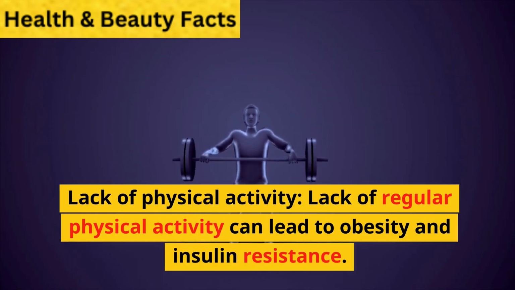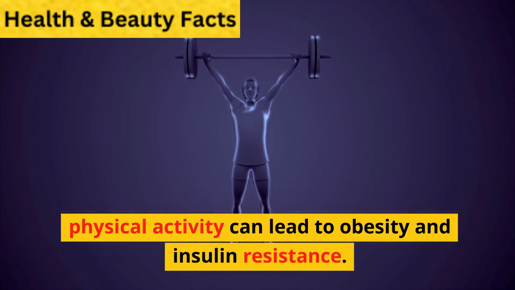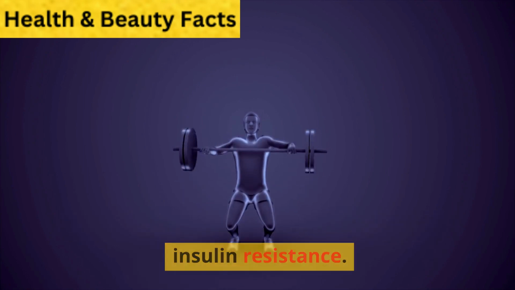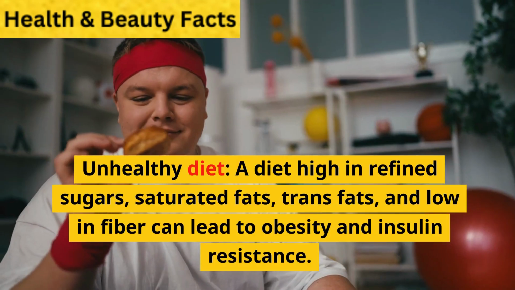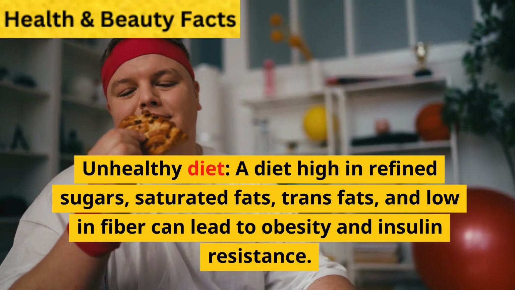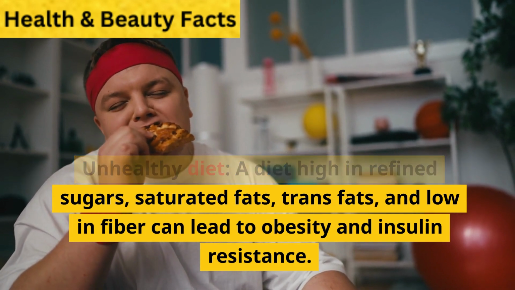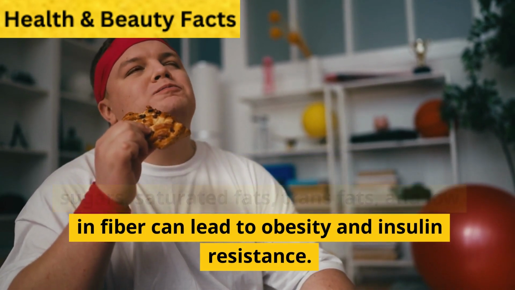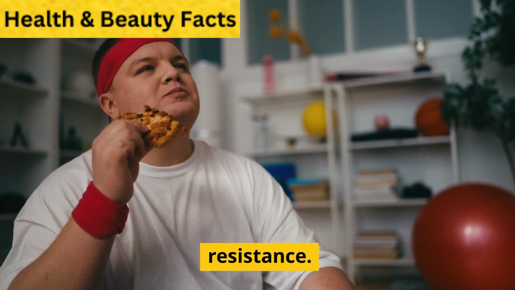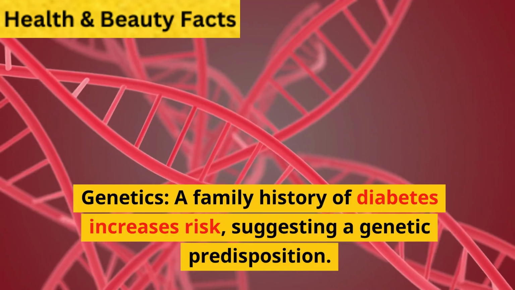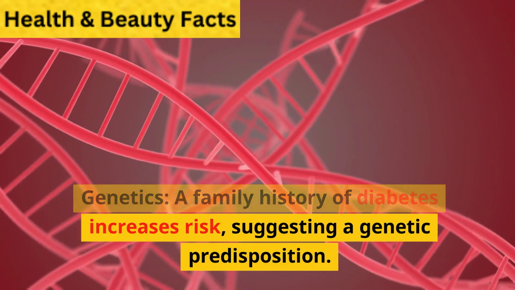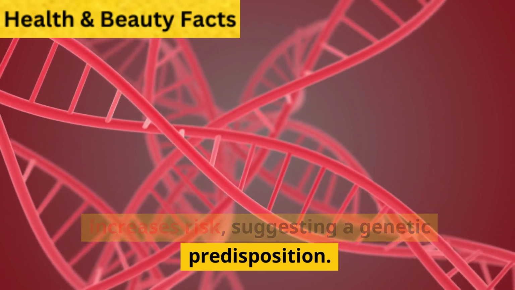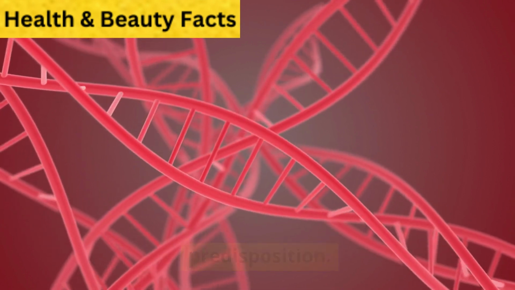Lack of physical activity. Lack of regular physical activity can lead to obesity and insulin resistance. Unhealthy diet. A diet high in refined sugars, saturated fats, trans fats, and low in fiber can lead to obesity and insulin resistance. Genetics. A family history of diabetes increases risk, suggesting a genetic predisposition.